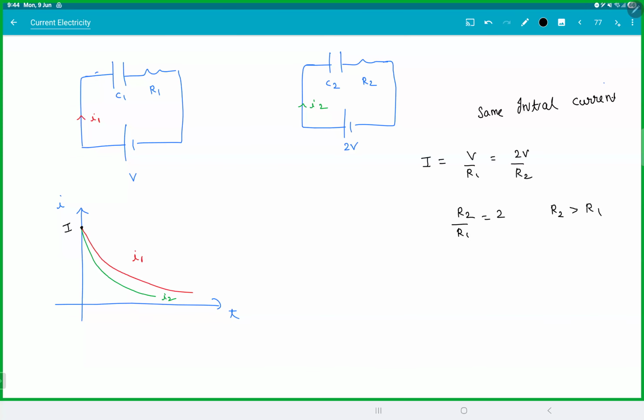Then, when the value becomes 0.37 I, remember this? When the current decays by 63%, that should be a time constant. That means this is the time constant for I2 and this is the time constant for I1. So the time constant of the first circuit is greater than the time constant of the second circuit. That is R1 C1 must be greater than R2 C2. But we already know R2 is nothing but 2R1. So C1 is greater than 2C2. If C1 is greater than 2C2, then C1 is definitely greater than C2.